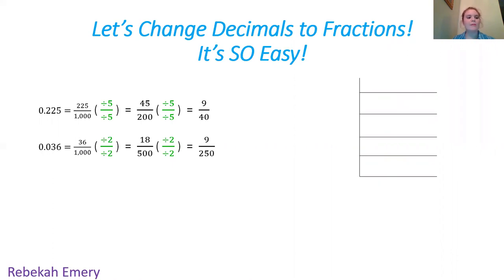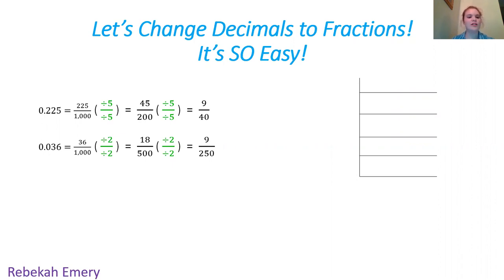We can easily see that both 225 and 1,000 are divisible by 5. After reducing our fraction to 45 over 200, we can see that both the numerator and the denominator are divisible by 5 again. 9 over 40 is the lowest term for this fraction. Now let's look at 36 thousandths.